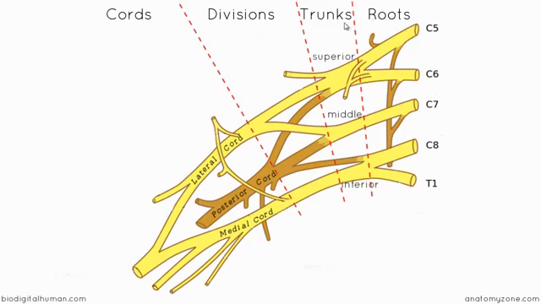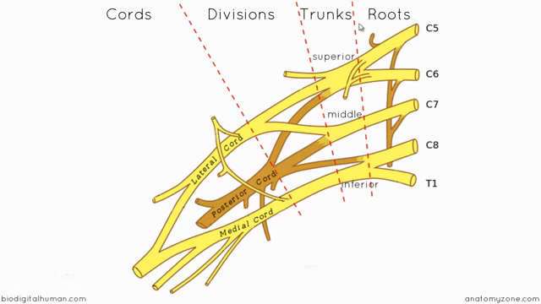So you've got roots, trunks, divisions and chords, and you'll notice that there are several different branches coming off the various parts of the brachial plexus. You've got nerves coming off the roots, nerves coming off the trunks, and you'll notice that there are no nerves coming off the divisions, but then you've got nerves coming off the chords, and then you've got terminal nerves.